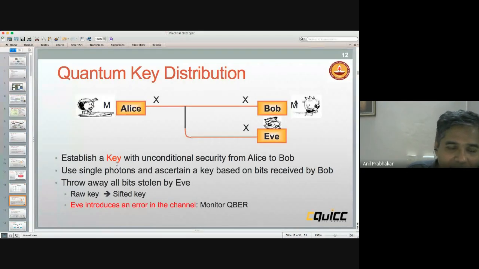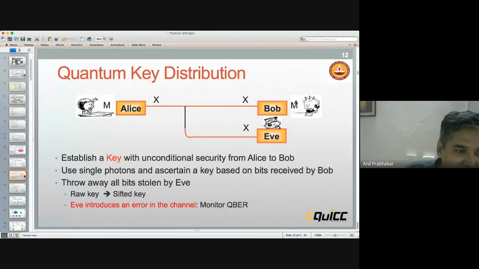And what we are relying on out here is that we are using single photons that are being transmitted from Alice to Bob. And you're throwing away all the bits that are given to Eve. So if Alice sends 1,000 bits and only 10 bits reach Bob, even if Eve gets 990 bits, we will set up the key only with those 10 bits between Alice and Bob. So those 10 bits become your key.